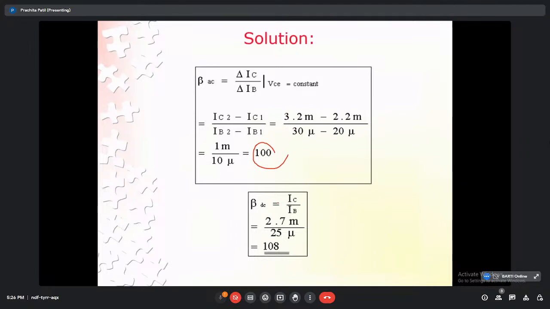And here also the beta DC: you can see 2.7 milliampere upon 20 microampere. Again we can convert it to the same unit, and we get 108. So in that way, both the gains are approximately similar, but there is a difference. Depending upon the applications, we can use either gain.